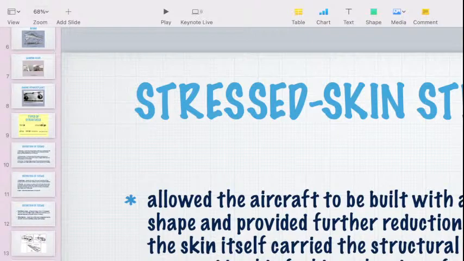The stress skin structure allowed the aircraft to be built with a more streamlined shape and provided further reductions in weight because the skin itself carried the structural load. When constructed in this fashion, the aircraft was referred to as having a monocoque design. So this is the beginning of what it means to have a stress skin structure in a monocoque design.